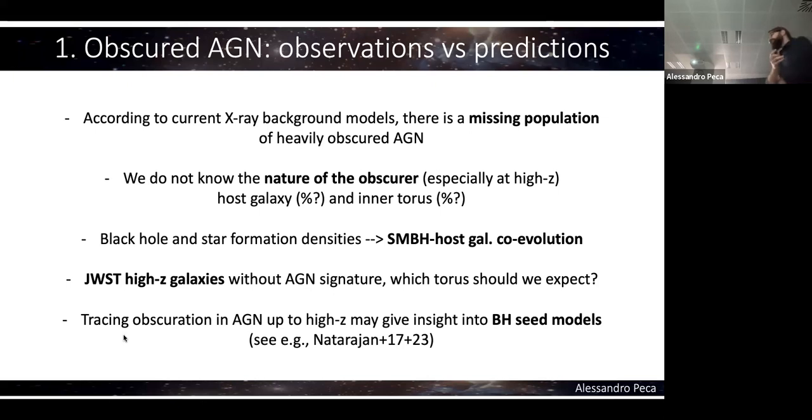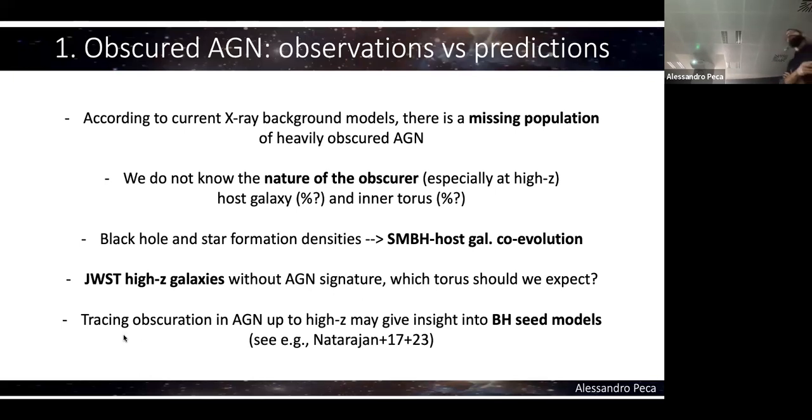Also, we are now living in the JWST era, and every day in the archive there are newly discovered galaxies at very high redshift, and some of them are lacking AGN signatures. Some authors are claiming that we don't see the AGN signatures because the AGN is buried under a very thick column density, but is it really like that? How can we say that? We still have a lot of work to do.